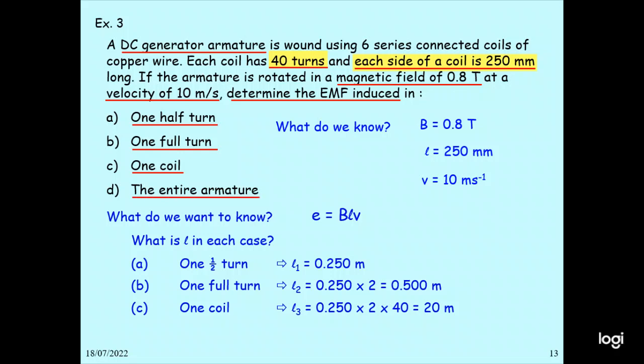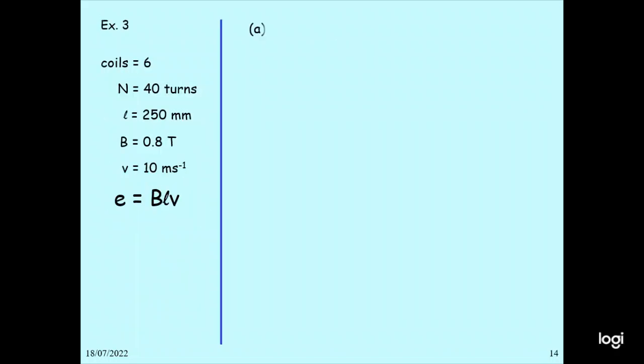So in this case, coil is 6, N equal to 40 turns, A equal to 250 millimeter, B equal to 0.8 Tesla, velocity V is 10 meter per second, E equal to BLV. So A1 is 0.25, in this case E1 equals 0.8 multiplied by 10 multiplied by 0.25, you get 2 volt. A2 is 2 multiplied by 0.25, which is 0.5 meter. So E2 equals 0.8 multiplied by 10 multiplied by 0.5, you get 4 volt.